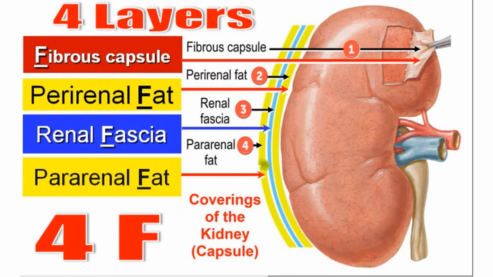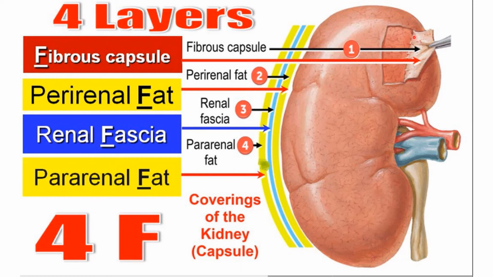Okay, so we'll look at the coverings. We'll look at the layers of the kidney. There are four layers of the kidney; we call them the four F's. The first F is fibrous capsule. The second F is fat. The third F is fascia, and then the fourth F is another fat.